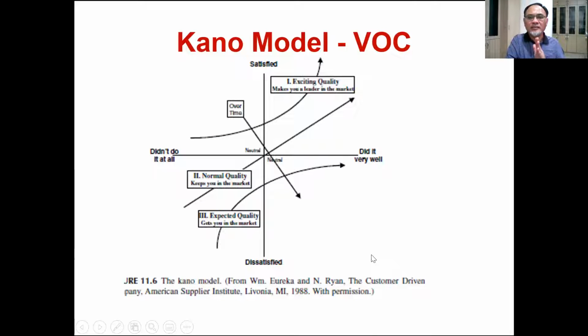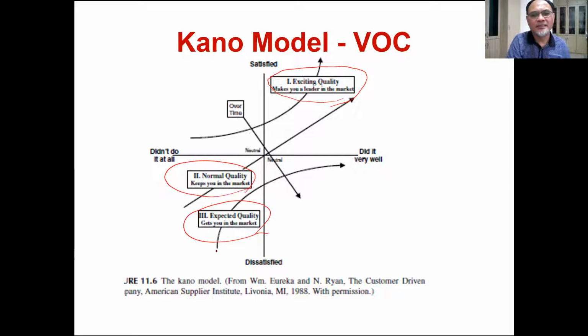Okay, in relation to this voice of customer, this is the Kano model, developed by Noriaki Kano. It's just a representative of this. There are three levels of quality: exciting quality, normal quality, expected quality.